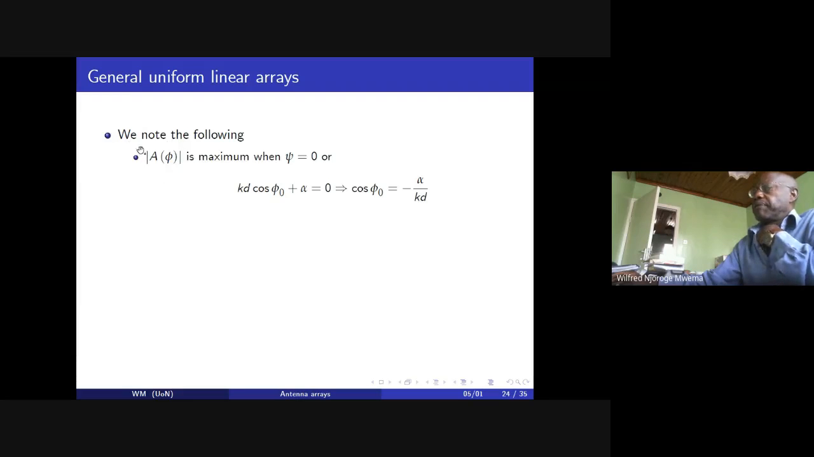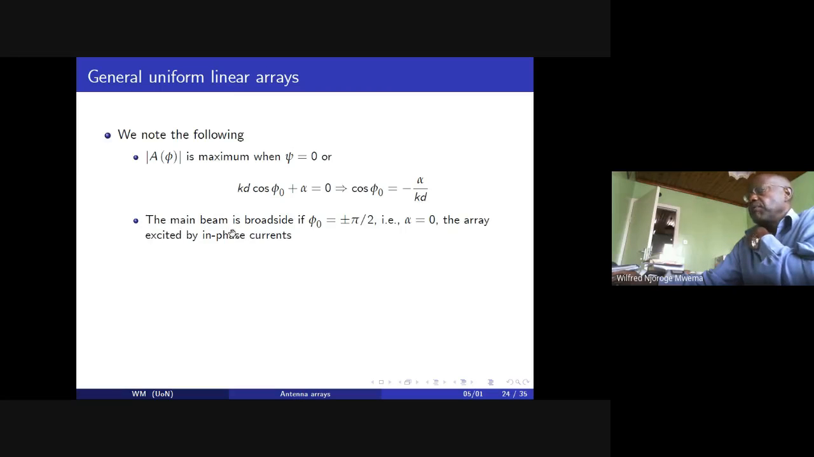The array pattern is going to be maximum whenever psi is equal to 0, or in other words, kd cos theta naught of phi naught plus alpha is equal to 0, where phi naught is, of course, the given value of phi where the psi is equal to 0. And this will be given by the cosine of phi naught equals the minus of alpha by kd.